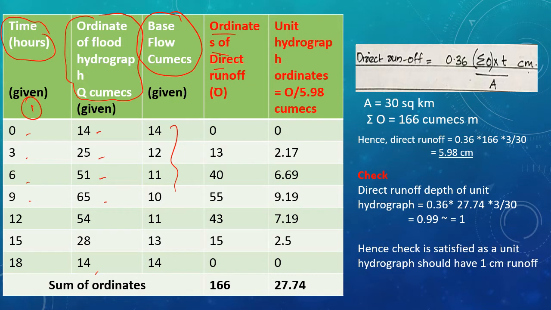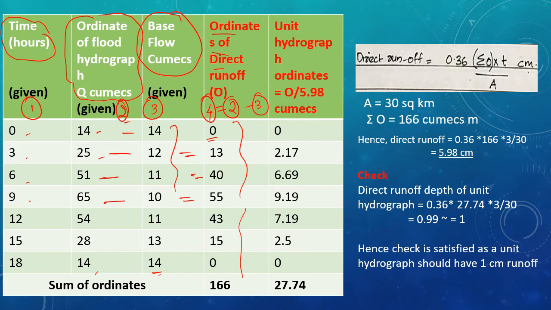So this is first column, second column, third column, and fourth column is obtained by 4 is equal to 2 minus 3, that is, first 2 minus 3, that is second column minus third column, that is 14 minus 14 equal to 0, then 25 minus 12 equal to 13, then 51 minus 11 equal to 40, 65 minus 10 is equal to 55. Similarly, do it up to the last row. So you will be getting the direct runoff ordinate.